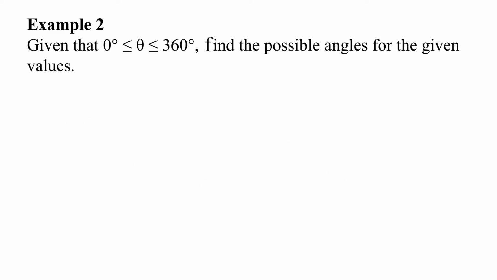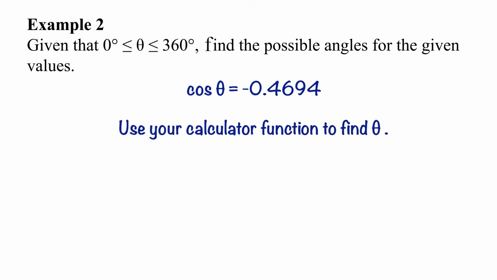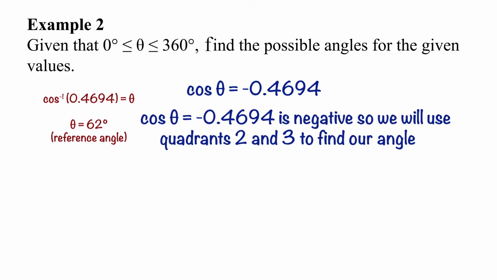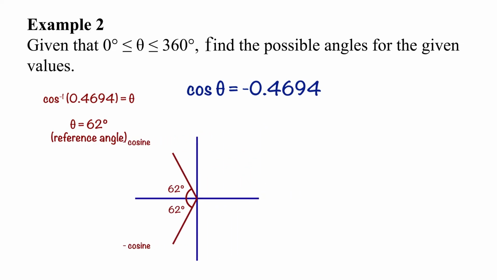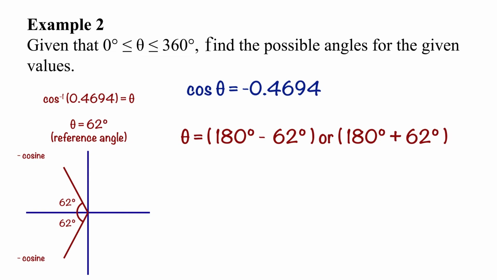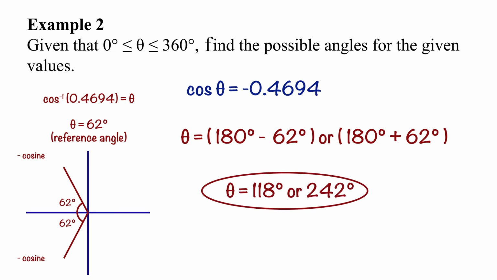Next, we will find the angles that have the value of cosine theta equals negative 0.4694. Again, use your calculator to find the reference angle. Remember to find the positive value first, then we can use that angle to find the other values. We get the angle of 62 degrees, but our original value is negative. So we need to find the corresponding angles in quadrant 2 and 3 because that is where cosine is negative. Subtract our reference angle from 180 to find theta in quadrant 2, and add 62 to 180 to find it in quadrant 3. We get the answer of theta equals 118 or 242 degrees.